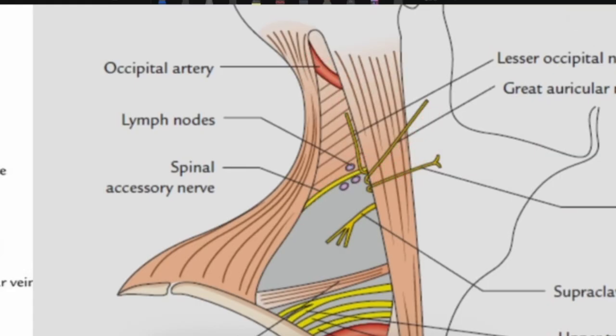Now if the spinal accessory nerve gets paralyzed, the trapezius muscle, sorry, the sternocleidomastoid muscle also gets paralyzed. I'm sorry guys, just remember, if there is paralysis of the sternocleidomastoid, there will be injury to the spinal accessory nerve.